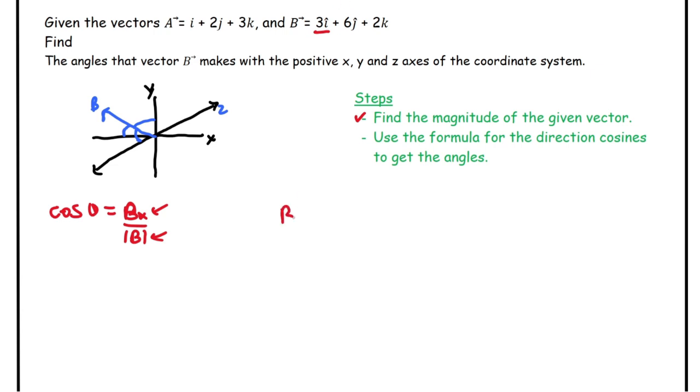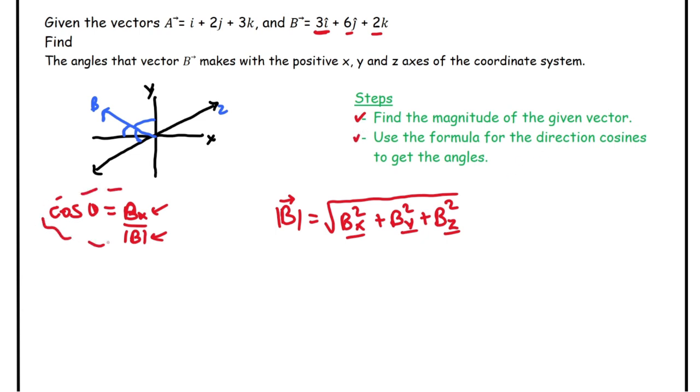Now the magnitude is gotten by the square root of bx squared plus by squared plus bz squared. Bx, by, and bz are the x, y, and z components of this vector. The next step after that is to use the formula for the direction cosine, which is this one. With that in mind, let's get into it.